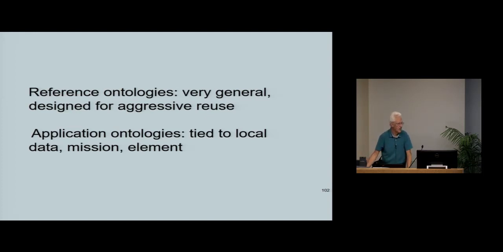Now, another division that we need to think about is the division between what we call reference ontologies and application ontologies. So the gene ontology is a reference ontology. It's reused by thousands of people. And it's reused by hundreds of ontologies. It's designed to be reused. It's like a scientific textbook. It's designed to present general truths which everyone in that scientific area must know.